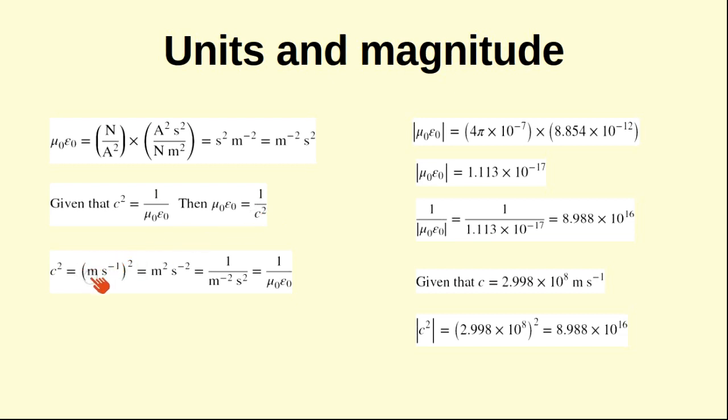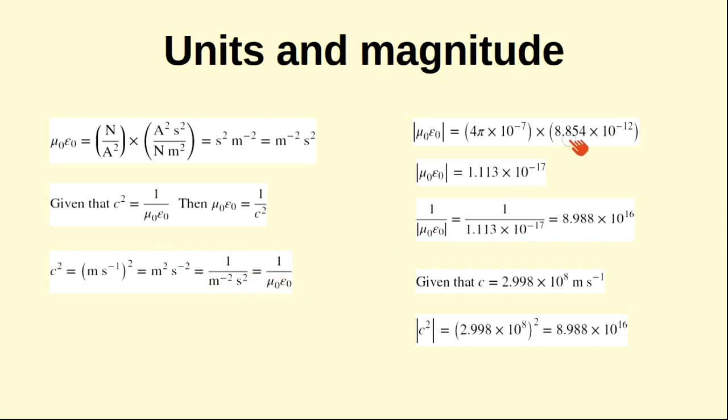Speed is measured in meters per second. You square that, you get meters squared per second squared. And then if you just invert it, you put a 1 over, you have 1 over meters squared, and you end up with 1 over mu naught epsilon naught. The units actually work out very nicely because that's what I'm looking for: meters to the minus 2 seconds squared. I've just inverted that, so that's exactly what I'm looking for.